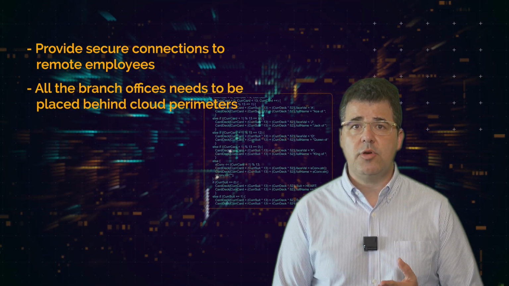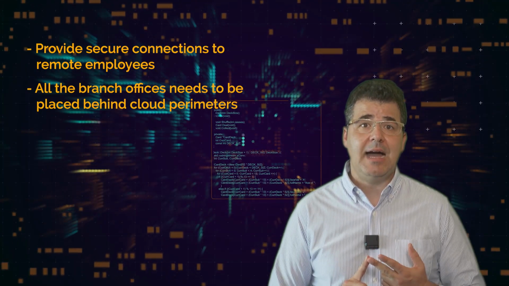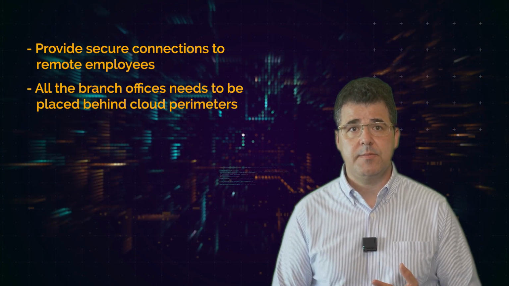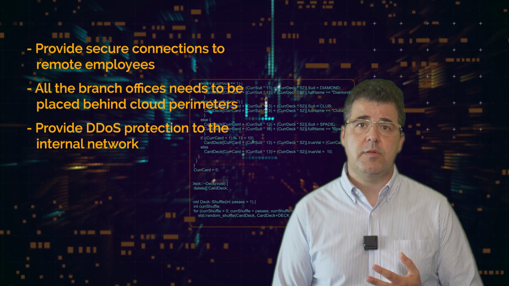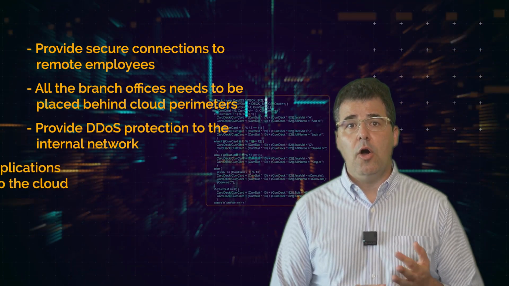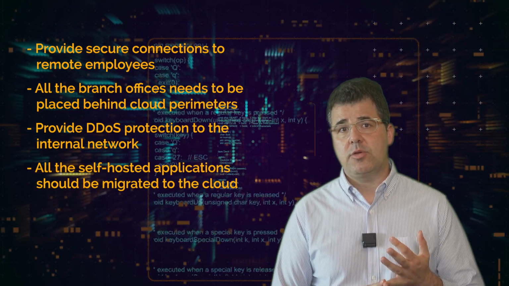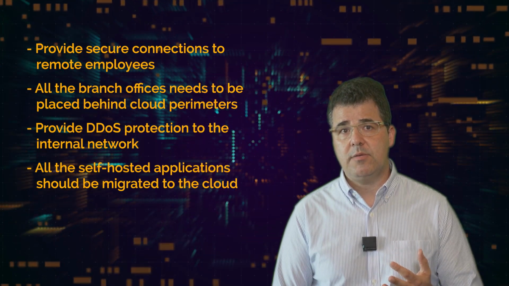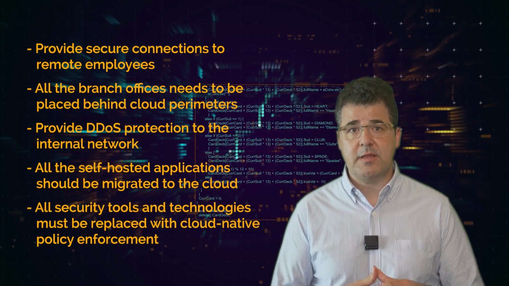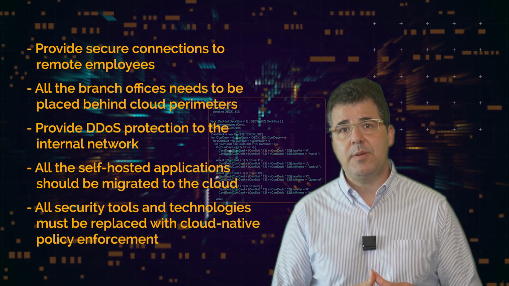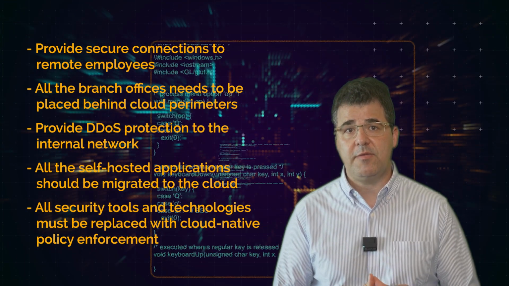Second, all the branch offices need to be placed behind the cloud perimeters. Third, provide DDoS protection to the internal network. Fourth, all the self-hosted applications should be migrated to the cloud. And fifth, all security tools and technologies must be replaced with cloud-native policy enforcement.